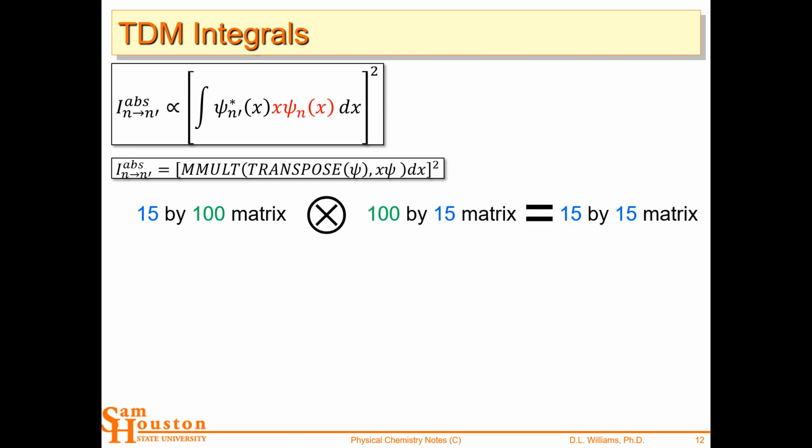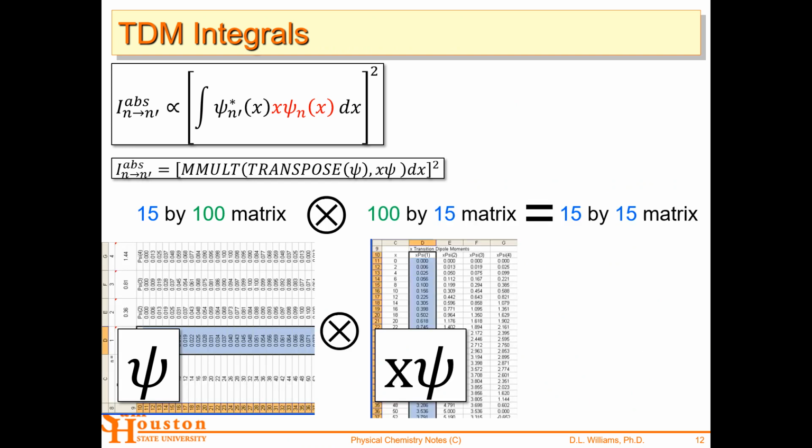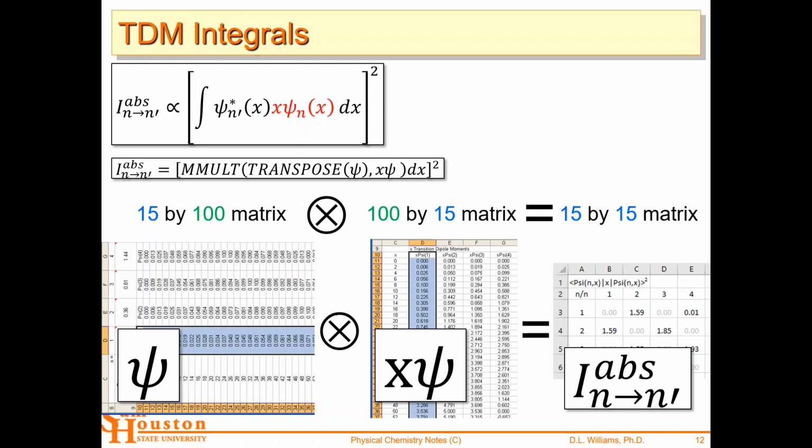So again, we have that 15 by 100 matrix. So now it's psi times x psi. It's the transpose of psi times x psi. And using matrix multiplication, you get the sum of those columns. And so this gives us the intensity for absorbance in this case, because we're just using x. If it was x squared, it would be scattering.